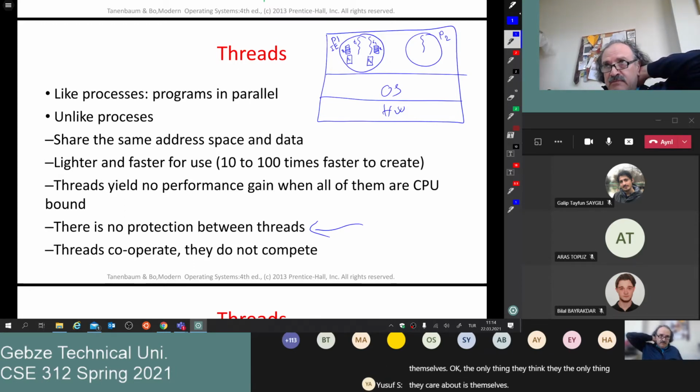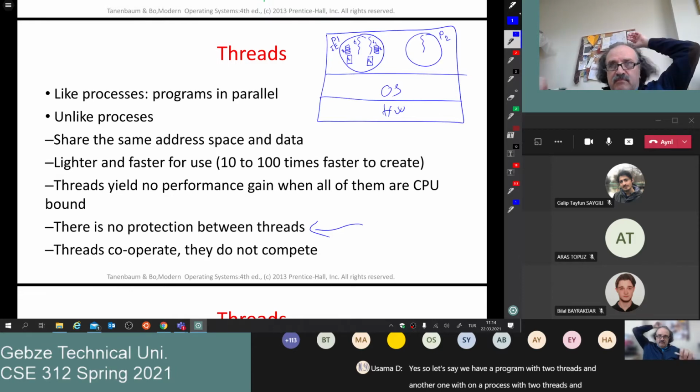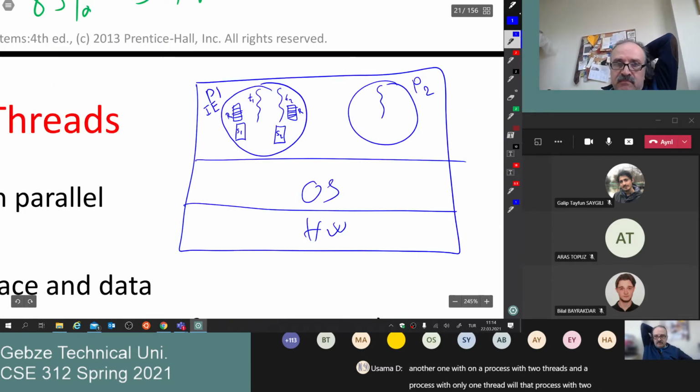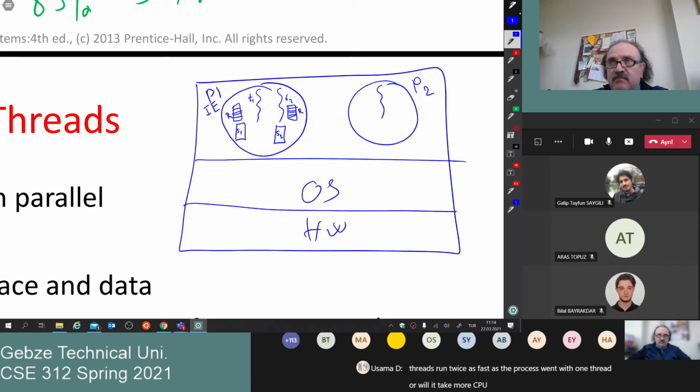Okay, question. Yes. Let's say we have a process with two threads and another process with only one thread. Will the process with two threads run twice as fast as the process with one thread, or will it take more CPU time compared to the second process?